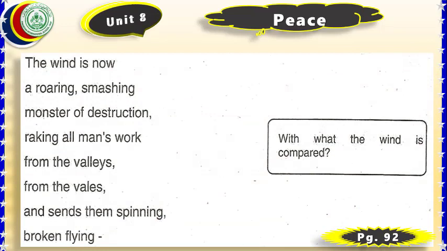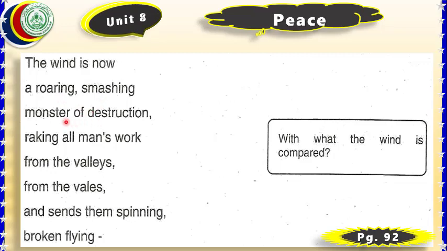Dear students, this is the poem. We shall read and try to understand. The question to read this stanza is, with what the wind is compared. We shall read this stanza and try to find out with what is wind compared. The wind is now a roaring and smashing monster of destruction. Roaring is noisy, smashing, breaking, monster of destruction.